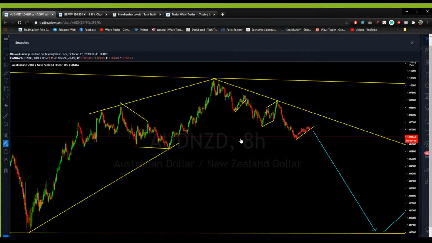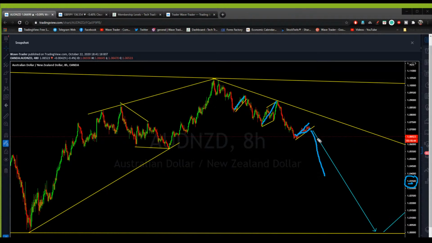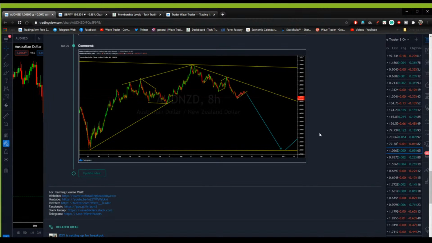And this is the update. It gives us another correction, very much similar to the previous one. It gives us that correction, and 1.035 is the target. It gives us another correction, keeps dragging lower. So a 4-hour time frame correction is due on this chart.